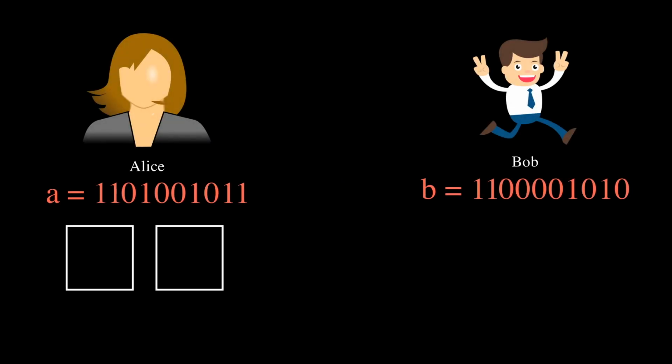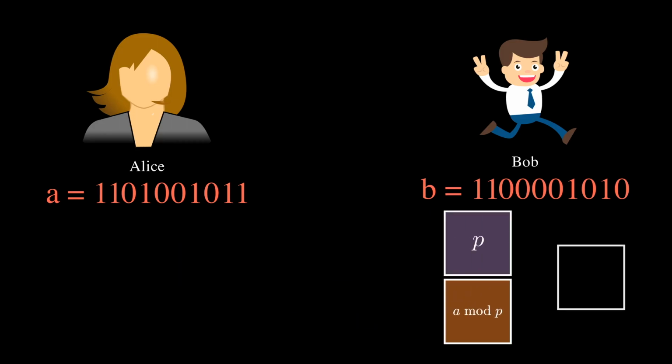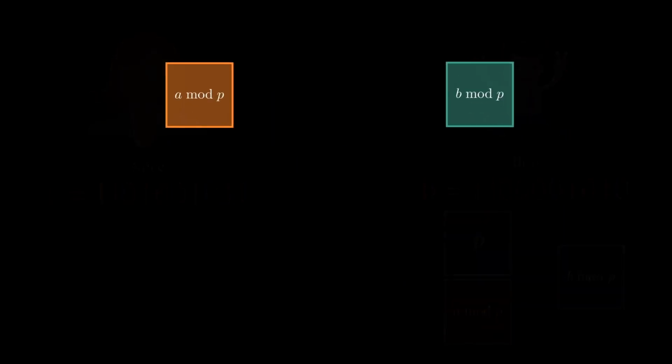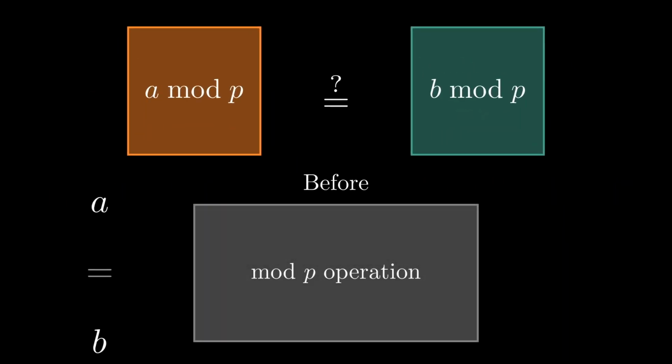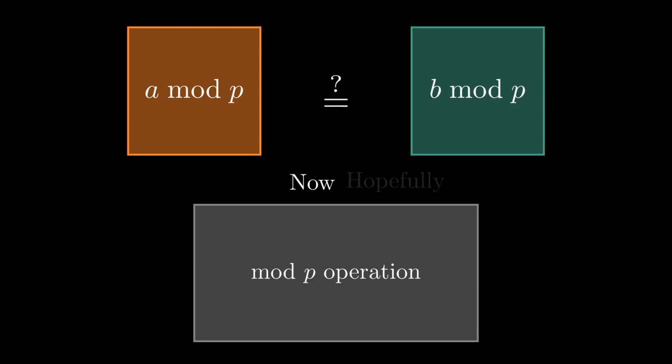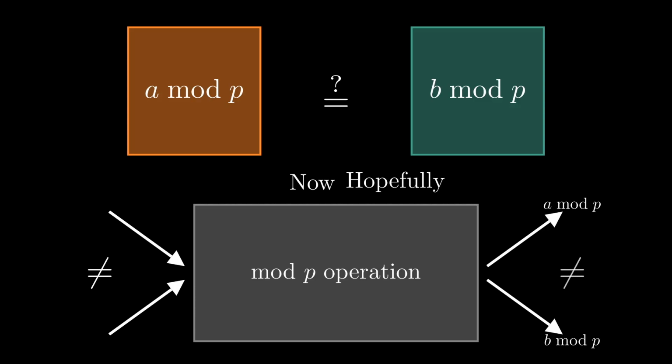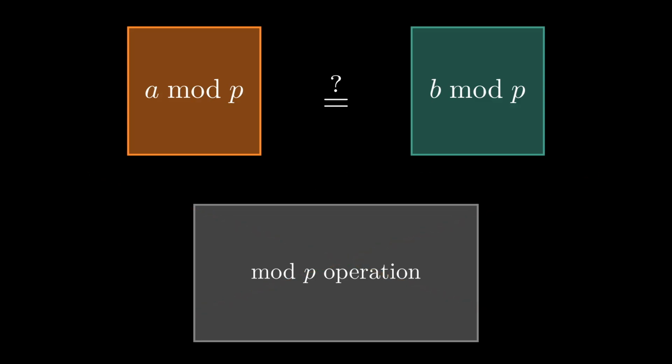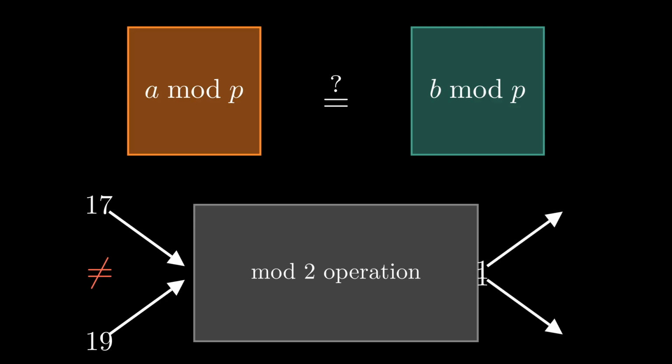When Alice and Bob have different passwords, Alice will again choose a prime P, compute A mod P, send it to Bob, who will compute B mod P, and compare it to A mod P. In the prior case, we utilized the fact that A equals B implies that A mod P equals B mod P. However, it is not true that A not equal to B implies that A mod P does not equal B mod P. For example, take A equals 17, B equals 19, and P equals 2. We have that A does not equal B, but A mod P is 17 mod 2, which is 1, which is equal to 19 mod 2, which is B mod P.